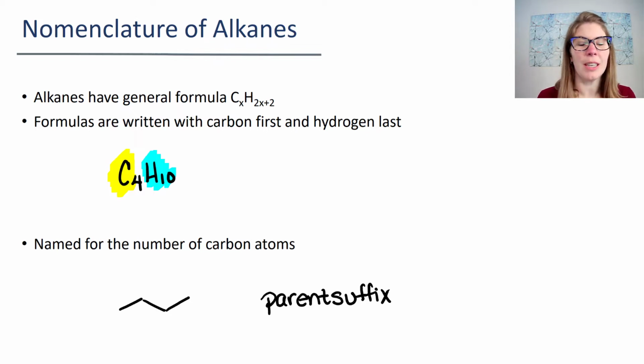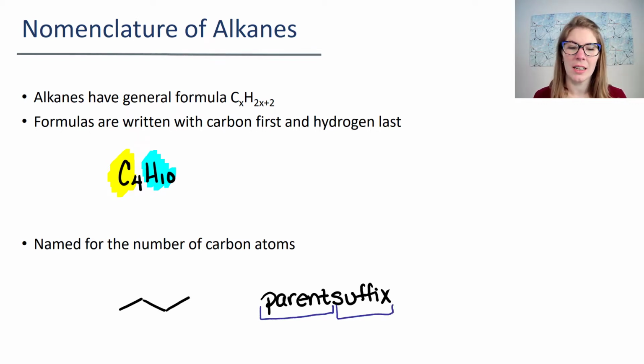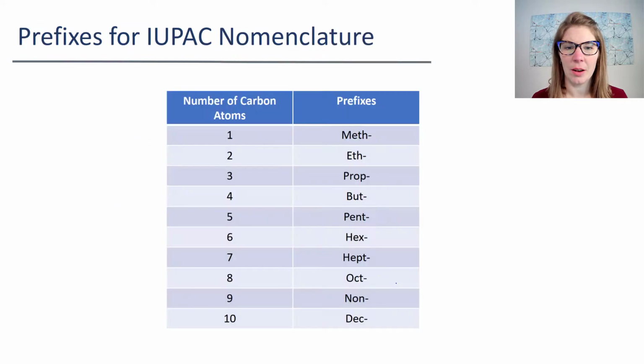In general, your name is going to have 2 parts to it. When we first start, it will have the parent, and then it will end with the suffix. So I want to show you on the next page where some of the words and prefixes are going to come from. The parent is determined by how many carbons are in a chain. And the prefix for that parent is going to be listed here in this table. You have 1 carbon atom, the prefix is going to be meth. 2 carbon atoms, the prefix is eth.